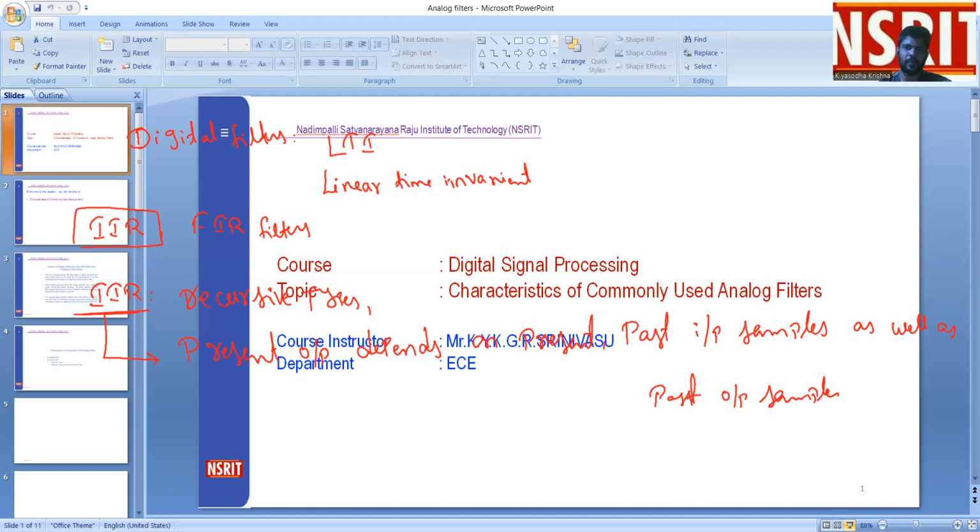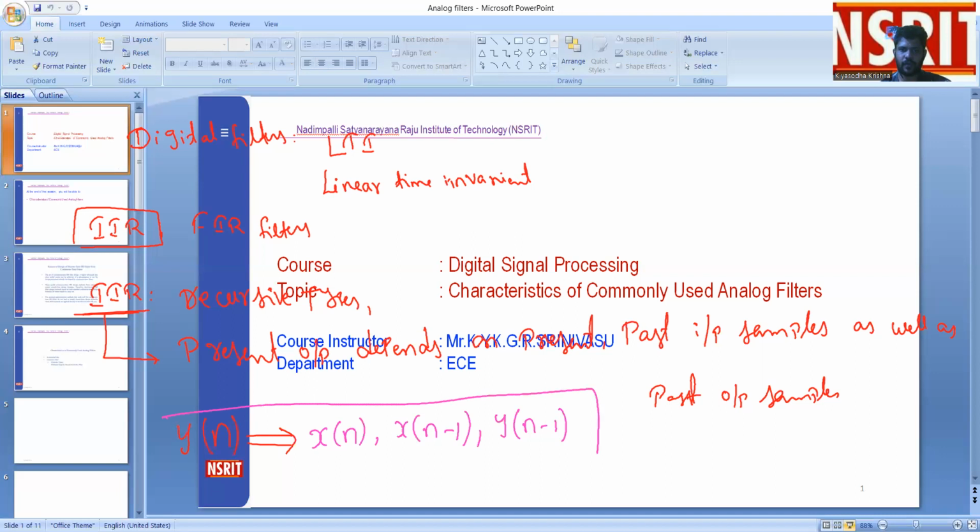That is the definition we studied. Means what? The present output, say at time n, where n is positive. As per our definition, y of n depends on the present and past. Present means x of n. Past means, for example, x of n minus 1, and past output sample means y of n minus 1. These are the conditions we studied. So y of n.